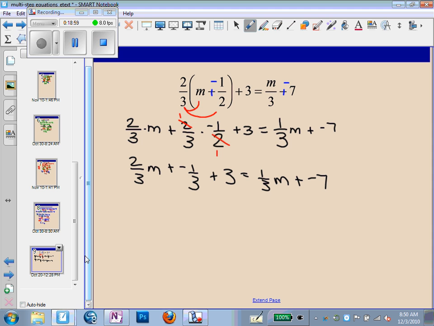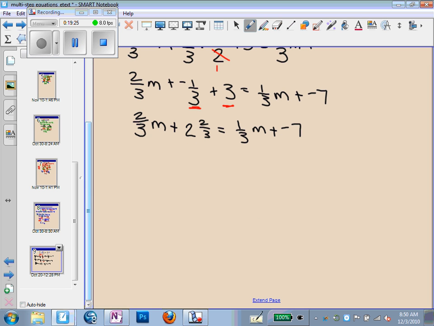Now I need to add my like terms. My 3 and negative 1/3 are like terms, and when I add those together, I actually end up subtracting since they're different signs. So I end up with a positive 2 and 2/3 equals 1/3 m plus negative 7. I'm going to leave that as 2 and 2/3 because I'm going to end up adding, and we want to have mixed numbers when we add and subtract. We'll add negatives. And we want to have fractions without mixed numbers when we multiply.